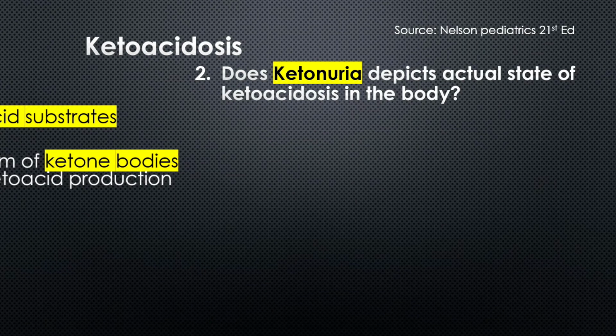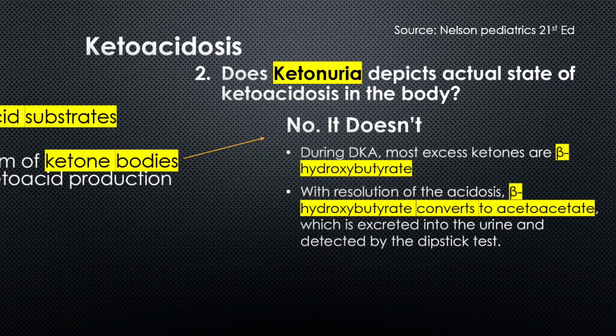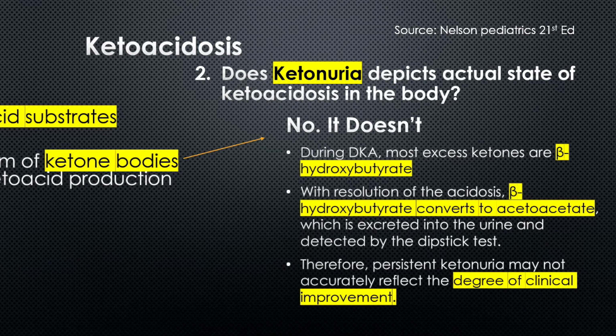So does ketonuria depict the actual state of ketoacidosis in the body? No, it doesn't. During DKA, most excess ketones are beta-hydroxybutyrate. With the resolution of acidosis, beta-hydroxybutyrate gets converted to acetoacetate, which is then excreted in the urine and detected by dipstick test. So normalization of this whole process takes about 3 to 4 days. Therefore, persistent ketonuria may not accurately reflect the degree of clinical improvement.